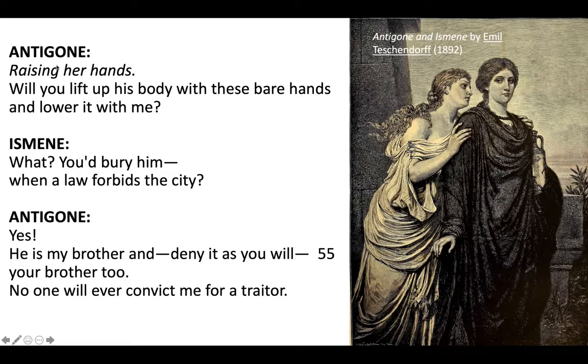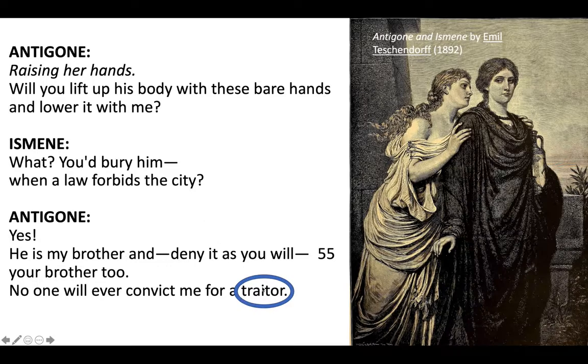Antigone, raising her hands: "Will you lift up this body with these bare hands and lower it with me?" She's asking Ismene to bury her brother. Ismene: "What? You'd bury him when a law forbids the city?" Antigone: "Yes, he is my brother, and deny it as you will, your brother too. No one will ever convict me for a traitor."